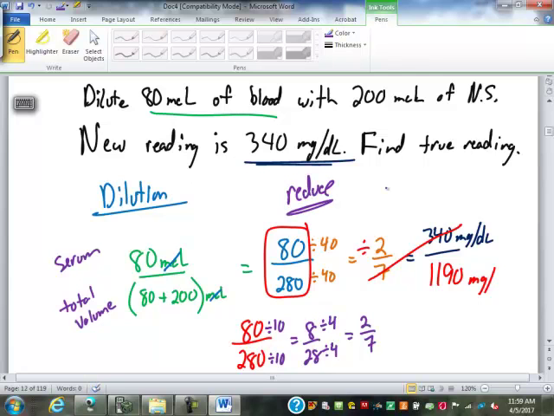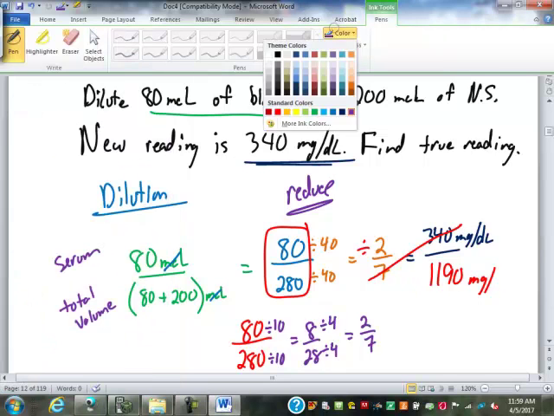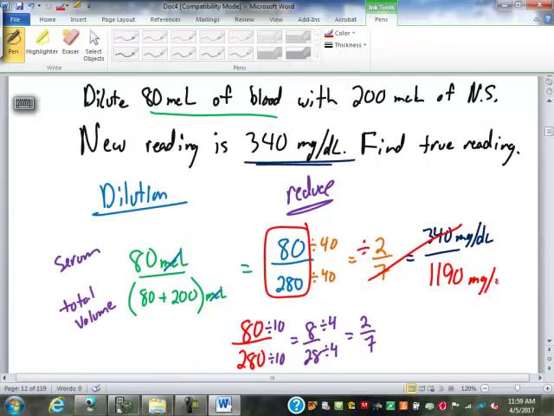So we cross multiply and divide here. 7 times 340 divided by 2 gives us 1,190. And that unit is going to be milligrams per deciliter. So the true reading is 1190 milligrams per deciliter. And this is something that does come up in practice. Not a lot, because that would mean there'd be a lot of people that were really in rough shape. But it does come up in practice enough to make it worthy of knowing how to do.